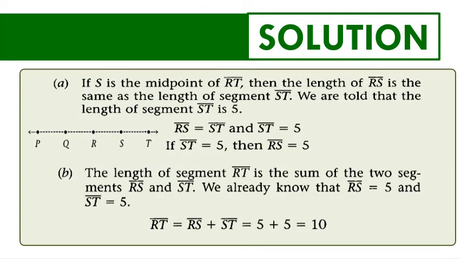So if S is the midpoint of RT, then the length of RS is the same as the length of segment ST. Since S is our midpoint, so ang ari nga line halin sa R pakadto sa S should be equal sa length with S and T. So RS is equal to ST, then ST is equal to 5. So that means nga ang imong RS is also equal to 5.